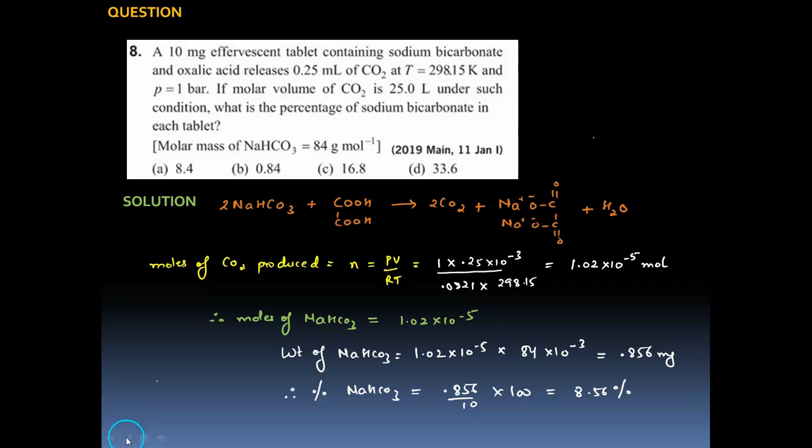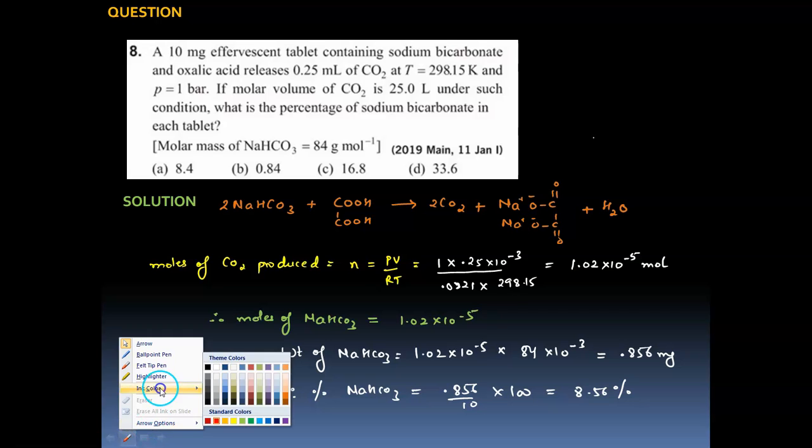Now, in this question it says a 10 milligram effervescent tablet containing sodium bicarbonate and oxalic acid releases 0.25 ml of CO2 at temperature 298.15 Kelvin and pressure equal to 1 bar. If the molar volume of CO2 is 25 liter under such condition, what is the percentage of sodium bicarbonate in each tablet? It is also given that the molecular mass of NaHCO3 is 84.